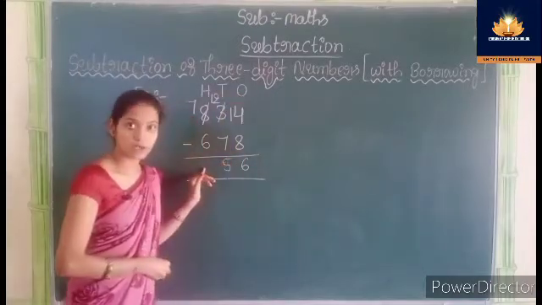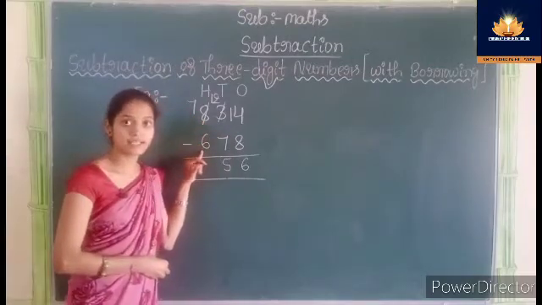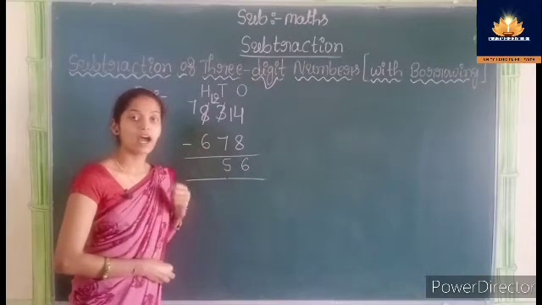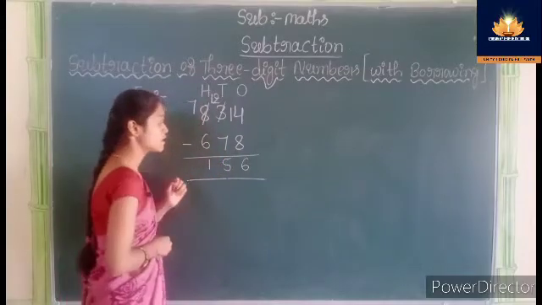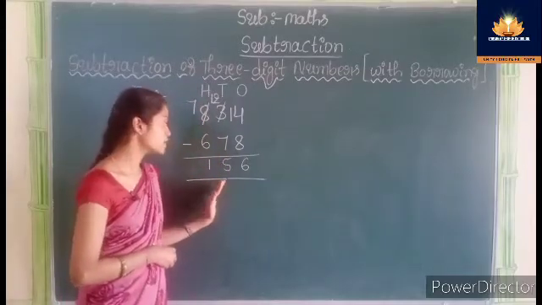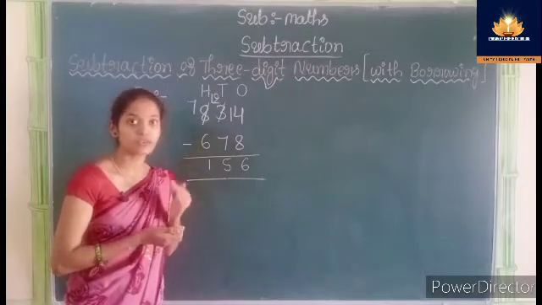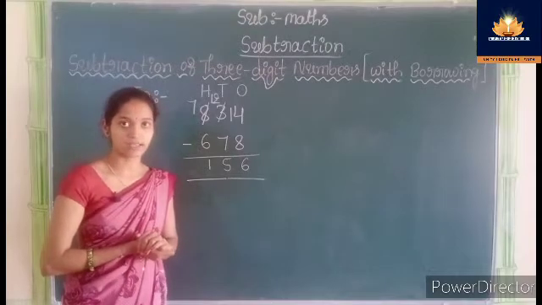Then hundreds column subtraction, 7 minus 6, that is 1. We get 100 and that 1 should be written in hundreds place. Finally we get 156 as a difference. This is how we can subtract 3-digit numbers with borrowing.